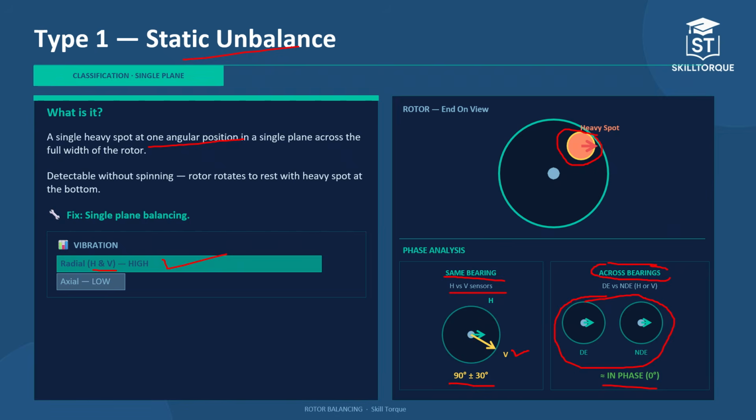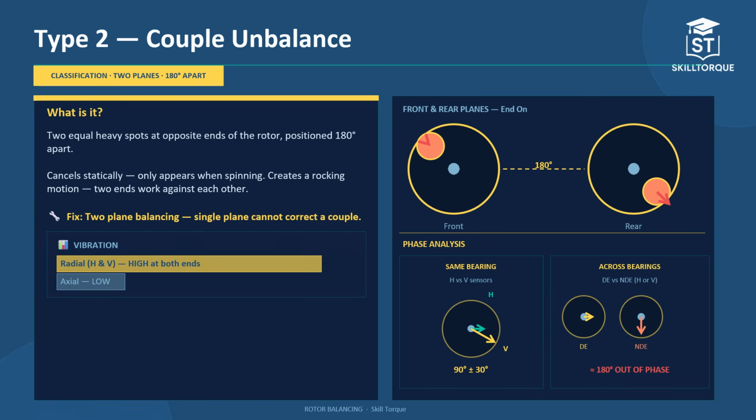So now let's discuss the next one, that is the couple unbalance. Imagine two heavy spots, one at each end of the rotor, positioned exactly 180 degrees opposite to each other. Normally you will not find this kind of unbalance, with exactly the same weight exactly 180 degrees opposite to each other; it is just to understand what the couple unbalance is.